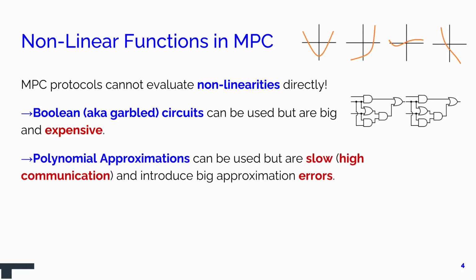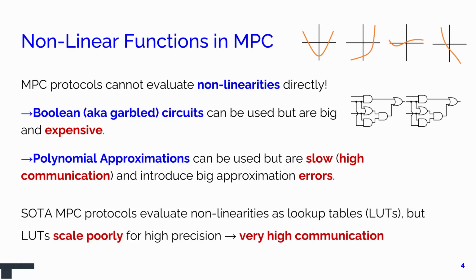An alternative, and this is quite popular in the privacy-preserving machine learning literature, is to do a polynomial approximation, like a Taylor series and so on, to approximate the nonlinear functions. But unfortunately, although they work quite well for small models, when we go into large language models, they incur high errors and they're quite inefficient because they require a lot of communication.